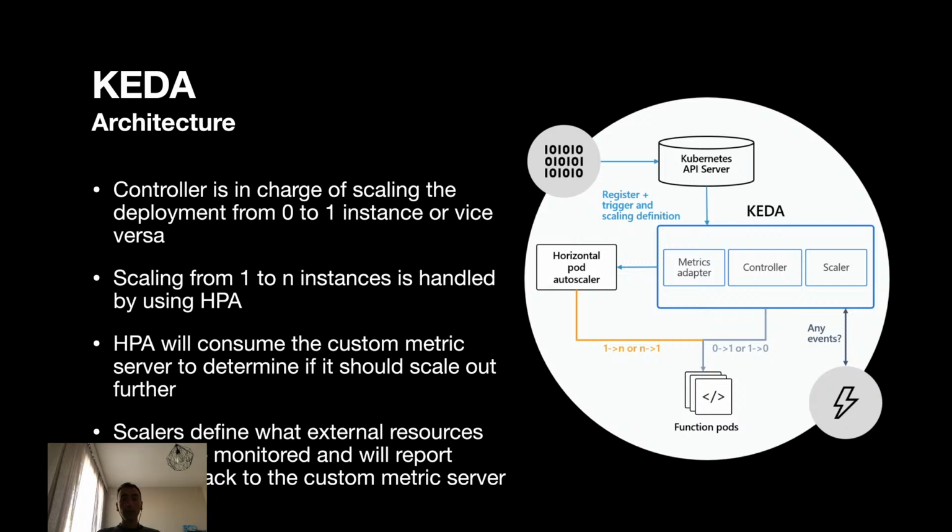The HPA will consume the custom metric server to determine if it should scale out further. So it's actually consuming the metrics server from KEDA. The scalers define what external resources should be monitored and report metrics back to the custom metric server. So those are the main components. Underneath, KEDA is just taking care of scaling from 0 to 1 and from 1 to 0, and provides the metrics for the HPA for the rest of the scaling. So it's utilizing Kubernetes' own internal functionalities.